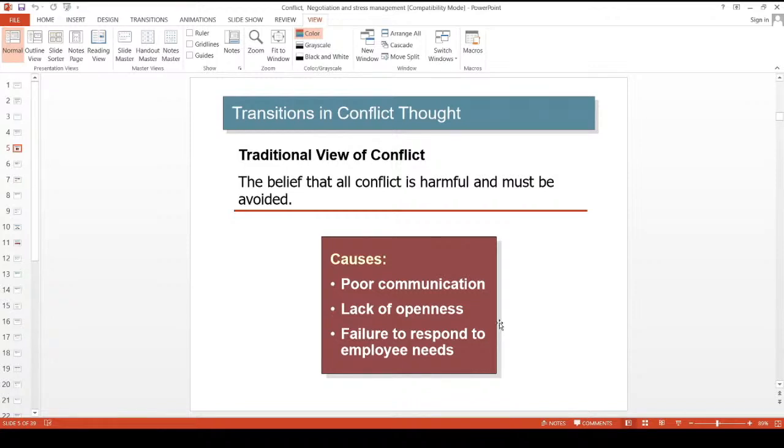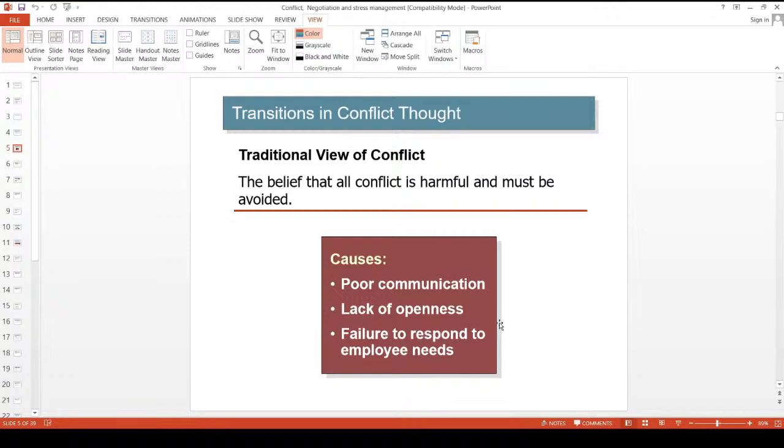And nowadays, this is just a misperception. I'm telling you, most people think that conflict is harmful and it should be avoided by organizations. This is the view which is termed as the traditional view of conflict, and this is the point which is usually known by different people. And why conflict is harmful, why it is not good for the organization and why it should be avoided: it is due to poor communication between the two different parties.